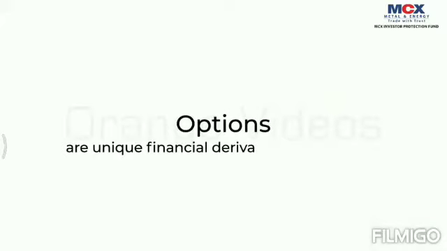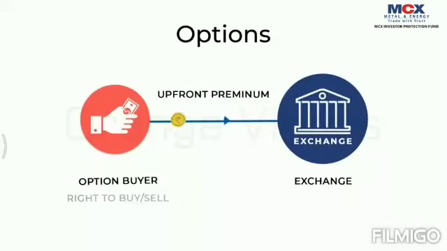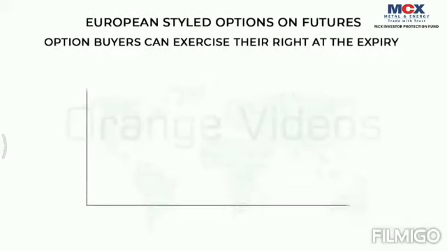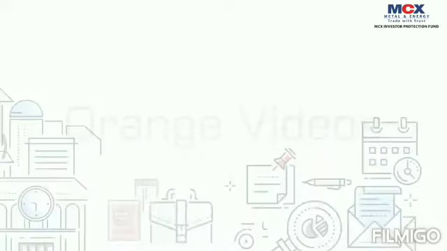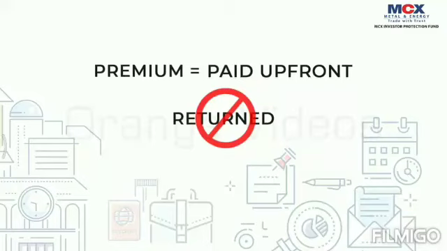Options are unique financial derivative instruments in which option buyers only pay premiums and get the right to sell or buy without any obligations. All commodity options are European-style options on futures. That means option buyers can exercise their right at the expiry, and on exercise the positions get devolved into underlying futures in return to the buyer or seller of the options contract and are protected against abrupt market movements. However, the premiums are paid upfront and are not returned, unlike margins in futures contracts that are adjusted daily.